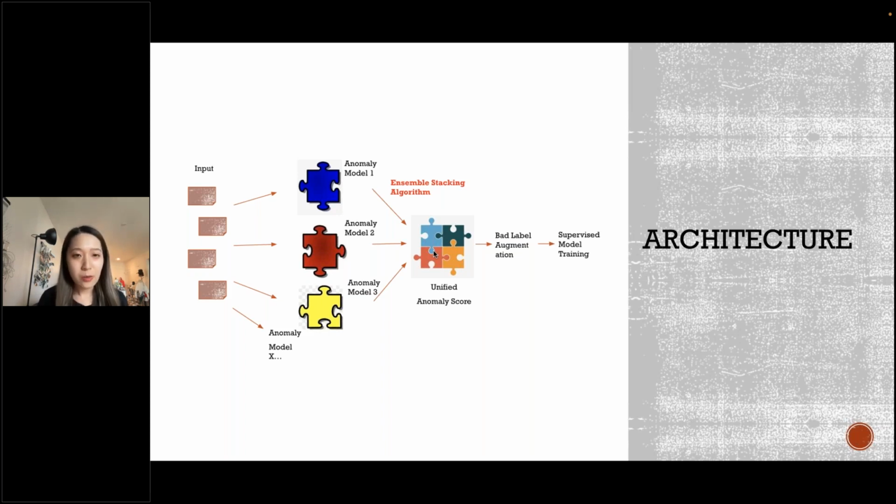Then I use an algorithm called ensemble stacking to combine all the different outputs from those anomaly models and generate one unified anomaly score. I use this score to intelligently detect unknown patterns as new signals, and combine them with the old signals to rebuild the supervised model and do real-time scoring.